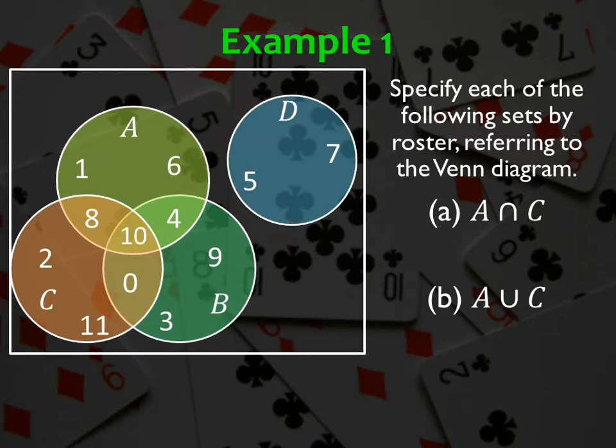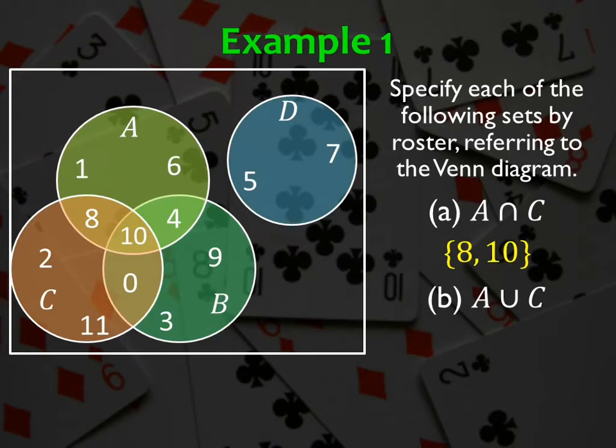All right, let's work through some of these examples. Example 1, specify each of the following sets by roster, referring to the Venn diagram. So first, A, we have the intersection of A and C. So you want to look for the elements that are in both sets A and C. And to do that, you can see it's the 8 and the 10 that are in both.